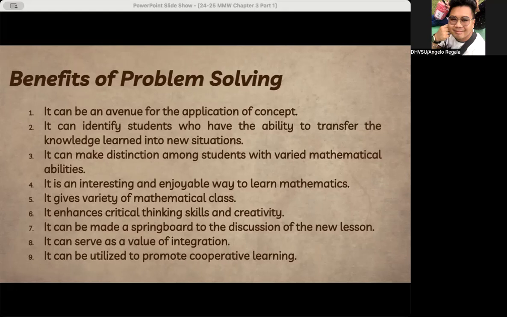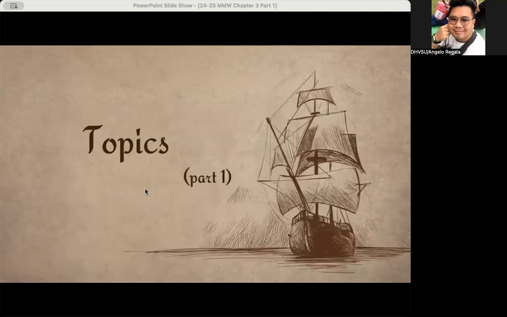strategy or diskarte and your classmate has his own strategy. So, nakakapag-collaborate kayo na ako, ganito gagawin ko, then ganito yung ginawa ko. Nagkakaroon kayo ng discussions to learn new ideas. Okay? So, it will serve as a value for integration as well as it promotes cooperative learning. Na nakikipag-cooperate ka sa iba para lang ma-resolve mo yung issue or yung problem. So these are the benefits of problem solving.